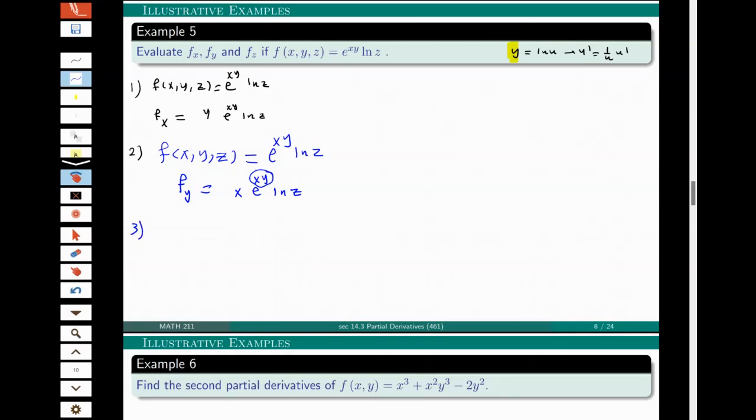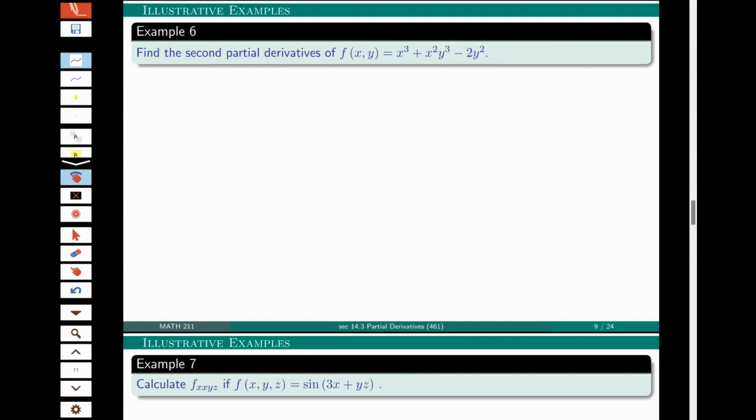Number 3, if I have again f of x, y, z is e to the power xy times ln z. So when we say f sub z, we deal with x and y as constant. So e to the power xy is constant, and the derivative of ln z is 1 over z. That's all.